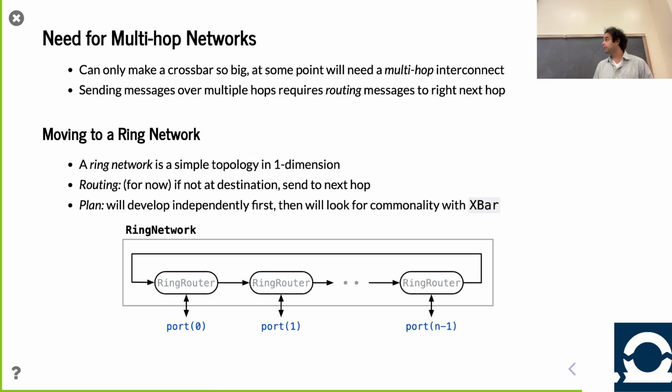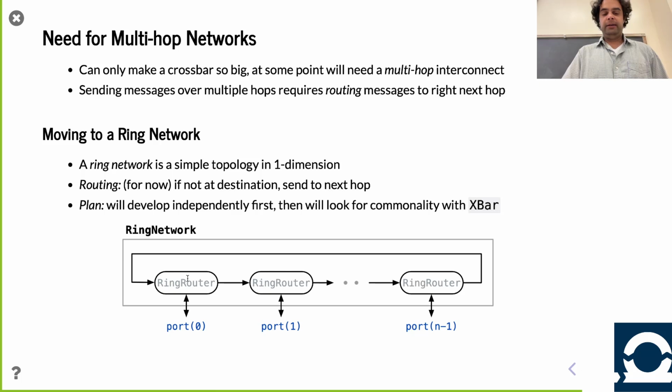And so the simplest multi-hop network is something called a ring, which is, as you can see down below, we're gonna have these routers, and each router is in a ring, and each router also has a third port which connects to the actual host. So we're gonna do this really simple for now. We're gonna send messages around this ring.